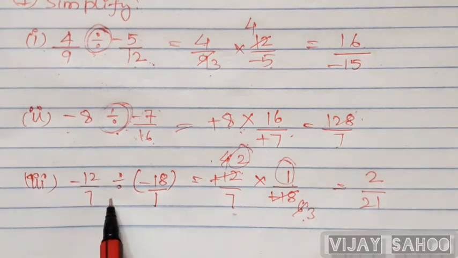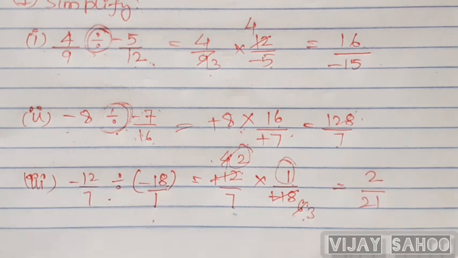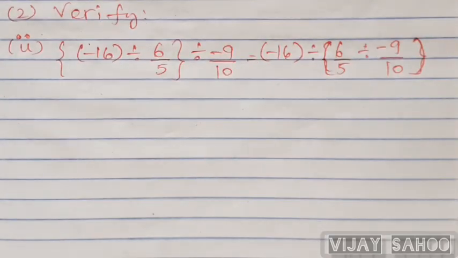Change the division into multiplication, and the next term you have to take a multiplicative inverse or a reciprocal, but don't change its sign. Now I'll move to the second question.